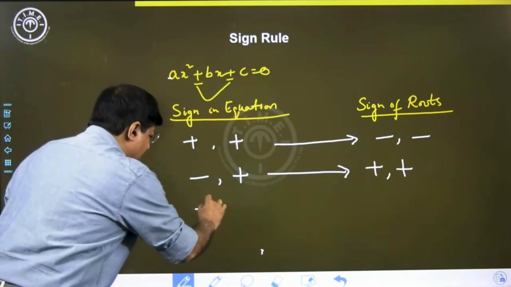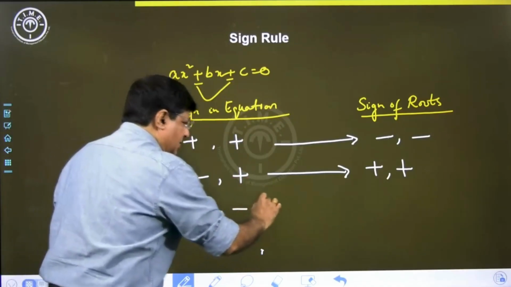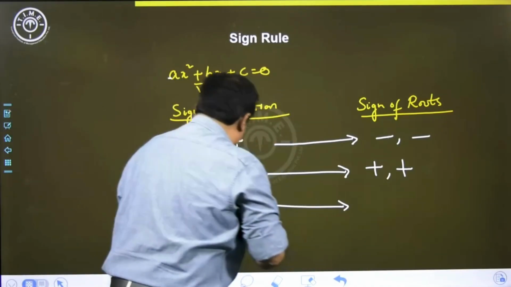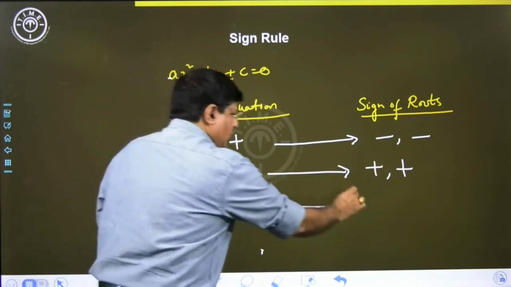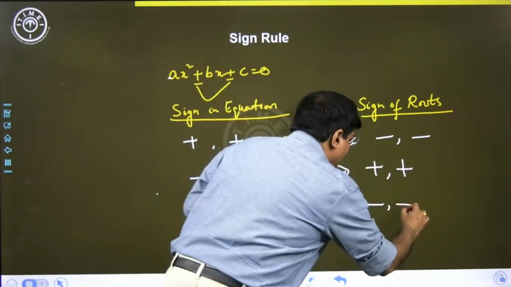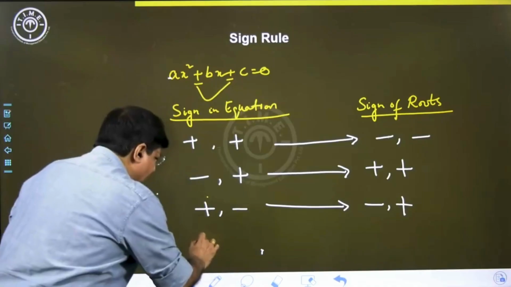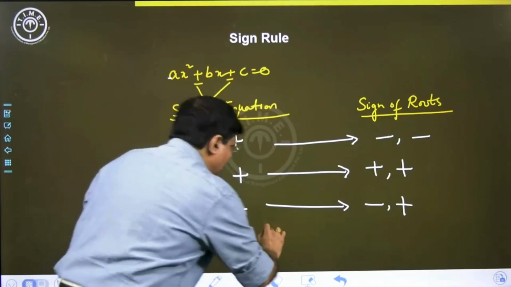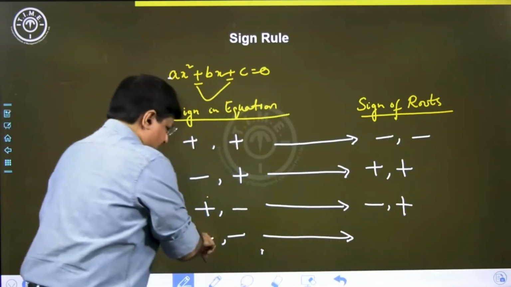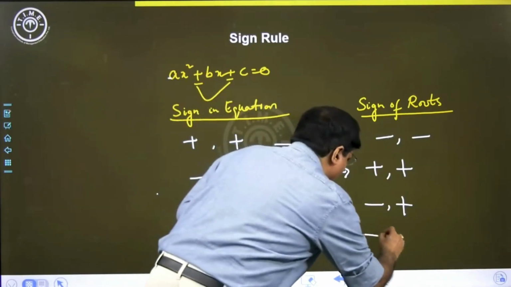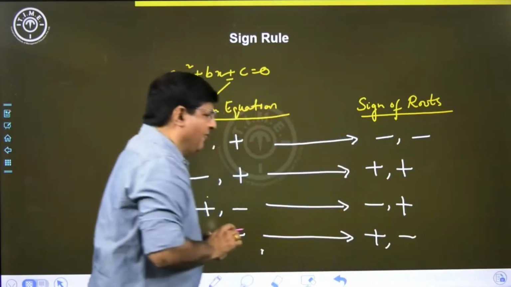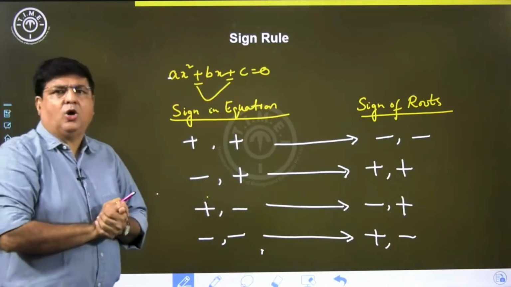If the signs in the equation are plus minus, the sign of the roots will be, this is plus minus, so here you will have minus and plus, opposite. And here if it is minus and minus, the sign of the roots will be, this is minus, so plus and minus. Okay, very easy to remember, it is not at all complicated.